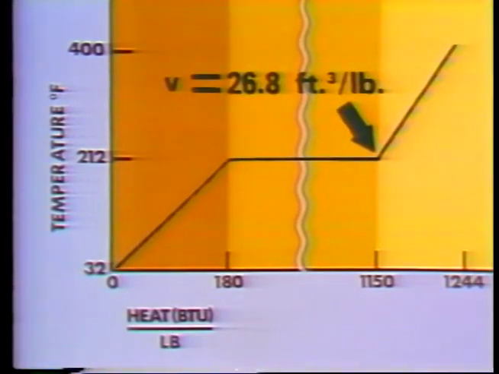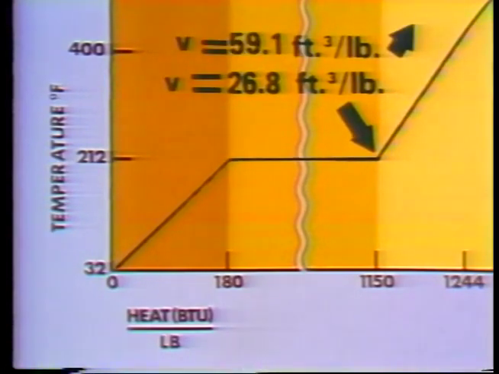Increasing the temperature of saturated steam also has a significant effect on the specific volume of the steam. You know that 1 pound of steam at 14.7 PSIA and 212 degrees Fahrenheit occupies a volume of 26.8 cubic feet per pound. If we add 384 BTUs per pound to saturated steam, we'll raise its temperature to 1,000 degrees Fahrenheit, but we'll also increase its specific volume to 59.1 cubic feet per pound. In other words, the volume of the steam more than doubles.